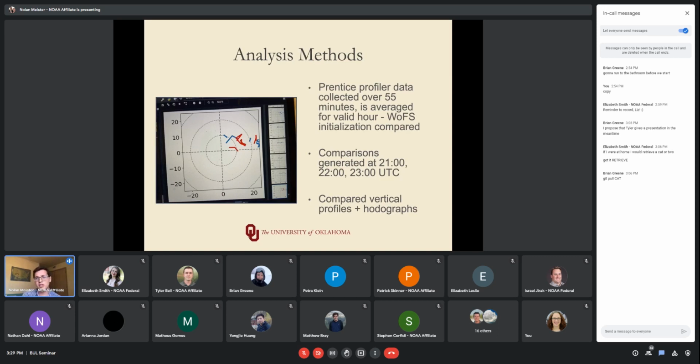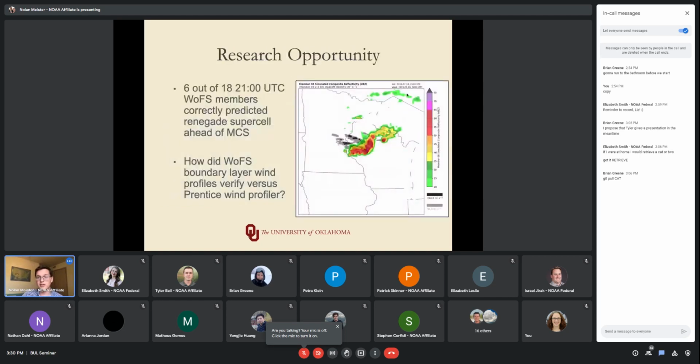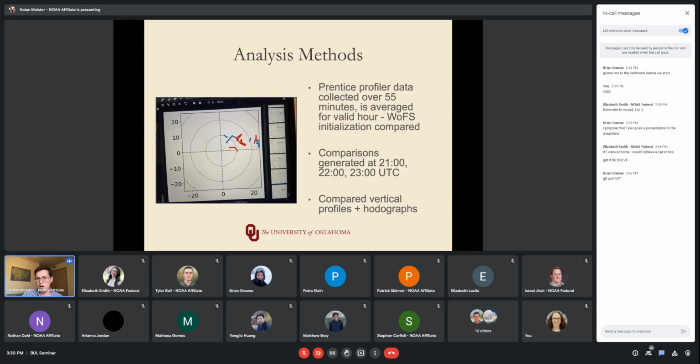For this, the Prentice wind profiler collects data over 55 minutes, which was then averaged for that valid hour. And I basically compared the Prentice radar wind profiler data to the WoFS initialization for that hour. I had generated comparisons at 21, 22, and 23 UTC. If we go back, you can see this is at about 0 UTC. So I wanted to do a 0 UTC, just before the storm arrived, comparison.